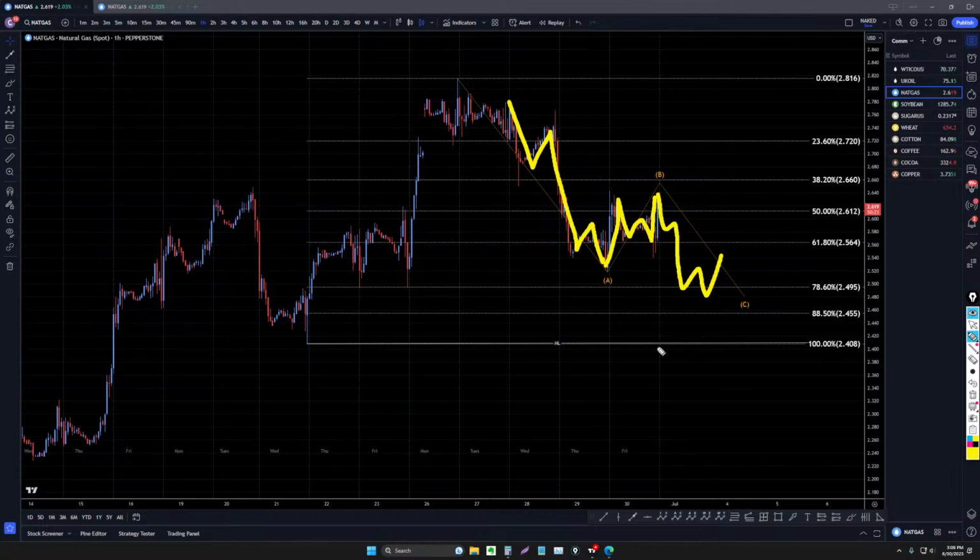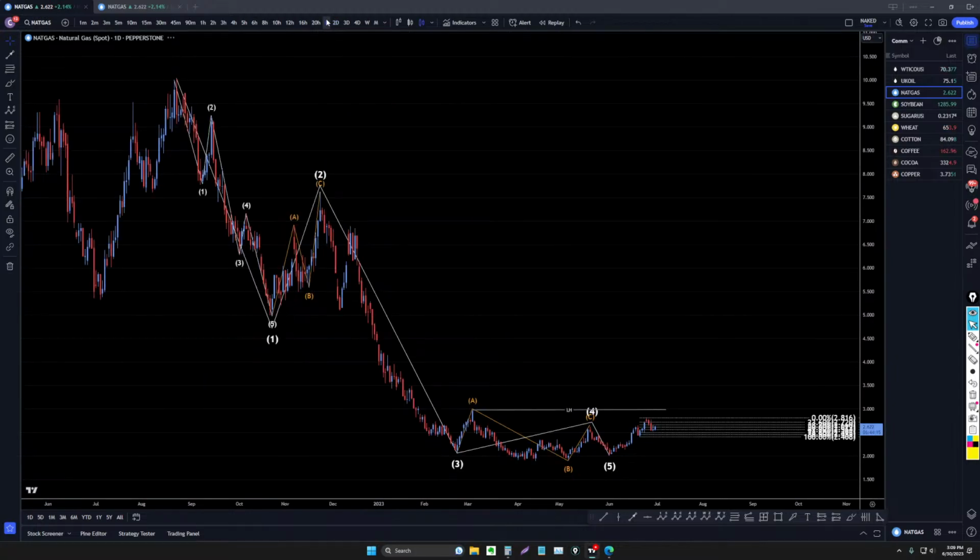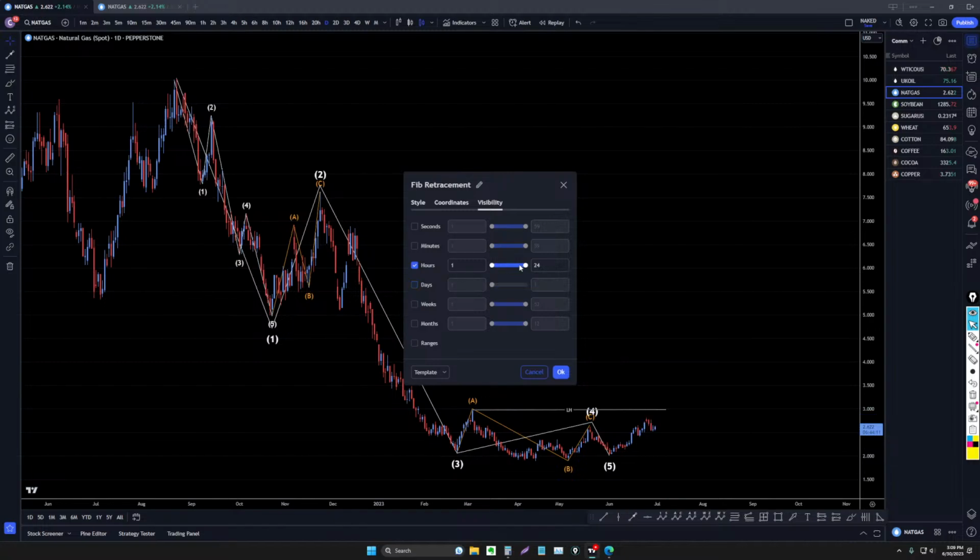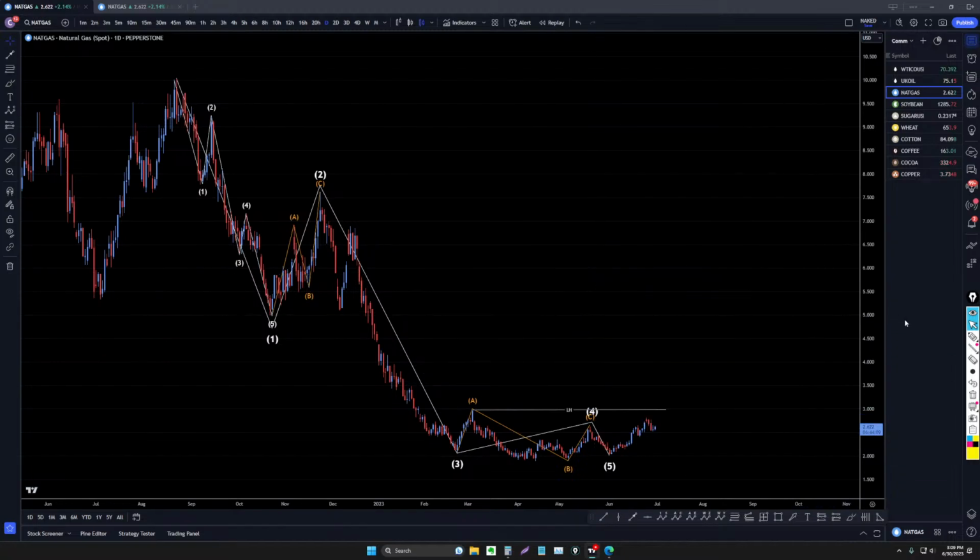I think we're probably going down for a wave C, it looks like, on natural gas. What's it look like on the daily and up? Yeah, I think we're still going up. I don't really see any reason to think otherwise. I think it's going to go up and break that line right there.